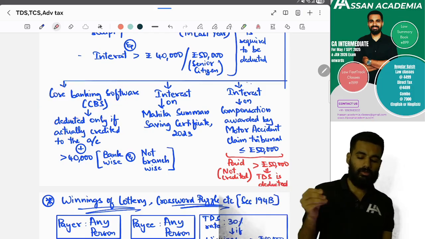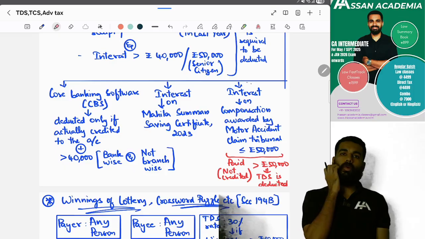Core banking software. What is core banking software? Sir, what is core banking software?